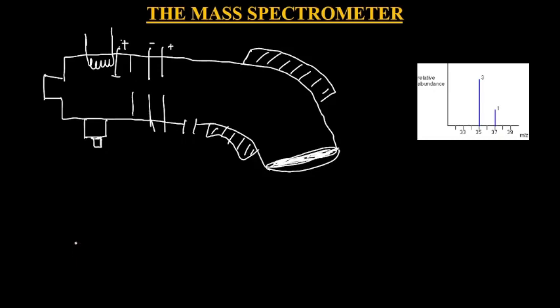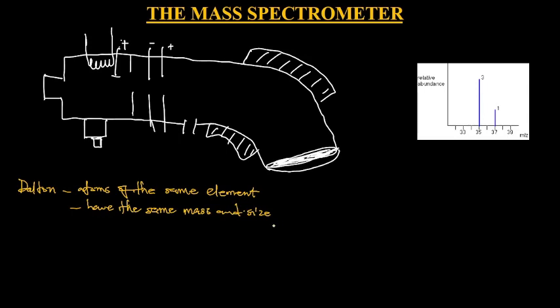In this video, I want us to take a quick look at the mass spectrometer. Now, there is one theory of Dalton that says that atoms of the same element will have the same mass and the same size. That was believed to be true for a very long time, but then along the line, this theory was disproved by what is known as isotopy.